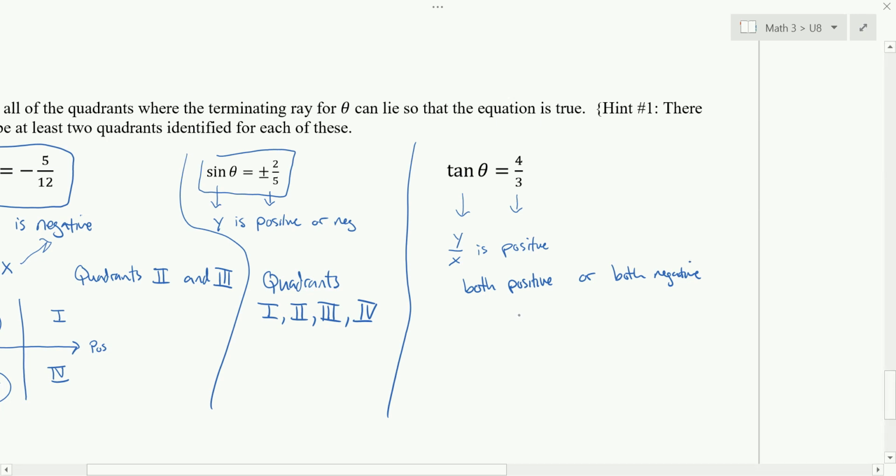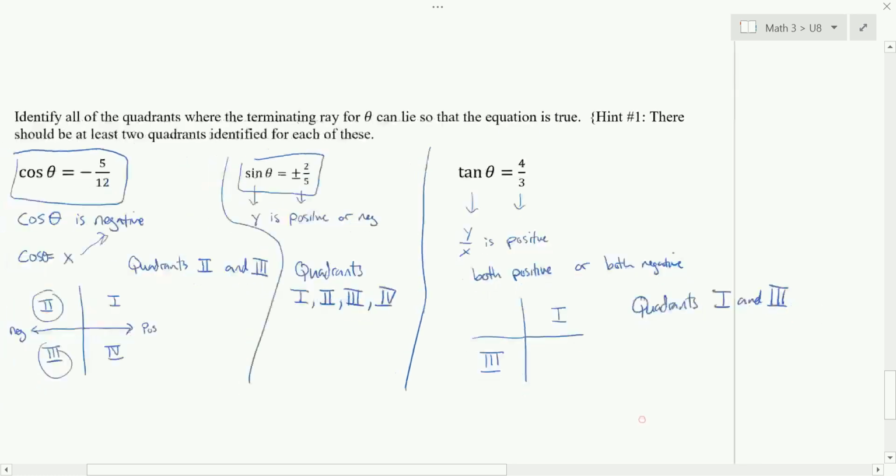And so then you think about your quadrants. Well, if both of them are positive, where are you? Quadrant 1, right? This is where x and y are both positive. If both are negative, where are you? Quadrant 3. So those are the two spots where your tangent is positive. Okay.